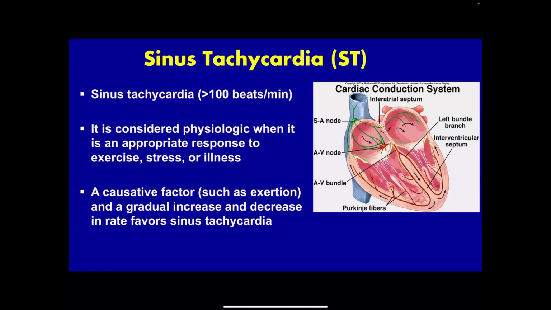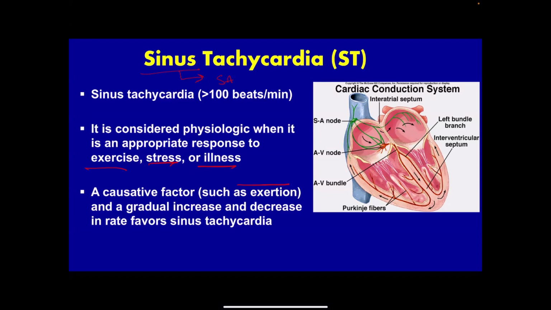Okay, so the word sinus means that the rhythm of the heart is sent from the SA node or sinoatrial node. So when we say something sinus, like sinus tachycardia or sinus rhythm or anything sinus, it means that the conduction is normal. It's being generated from the SA node. It's a normal rhythm. The SA node is generating the impulse, so it's normal. It's just faster than normal. Okay, so it's not pathological. This is normal. It happens during exercise, stress, or illness, or exertion.